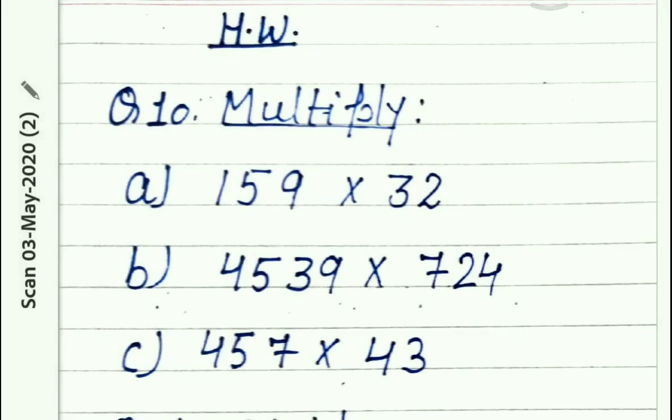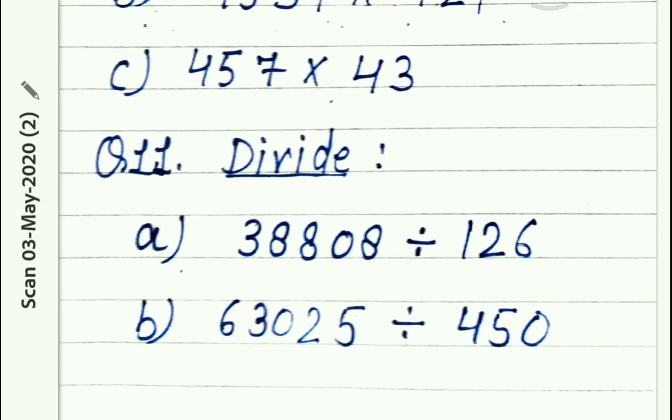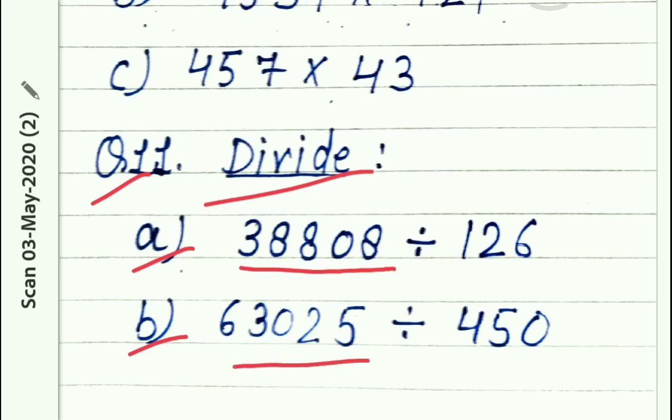Here you can see your homework. Notice, question number 10 is given. These are the parts which are left. One part I solved there, and the other remaining parts you will do at home. These are for your practice. Clear? And after that, question number 11. Here the divisions A and B are given: 38,808 divided by 126, and the B part, 63,025 divided by 450. Both these questions are also for your homework and practice.